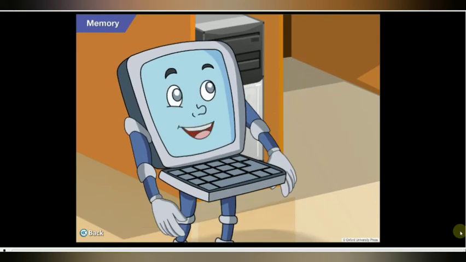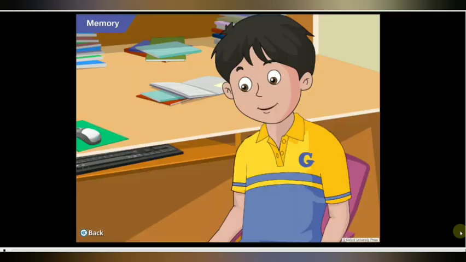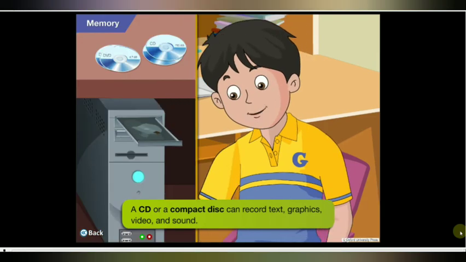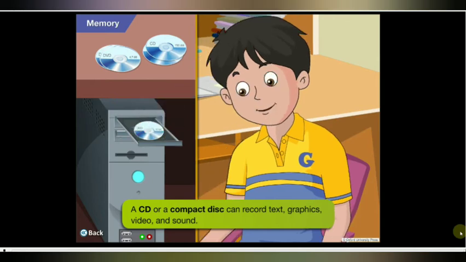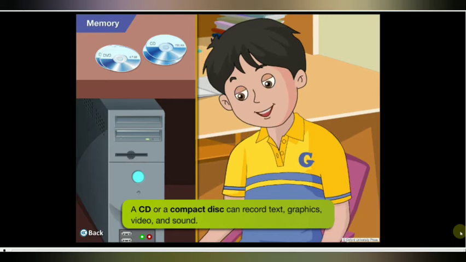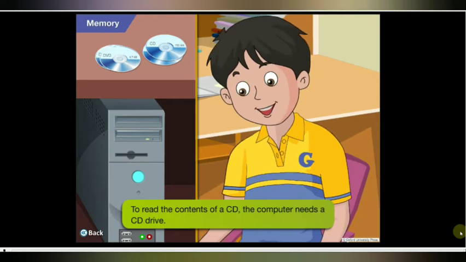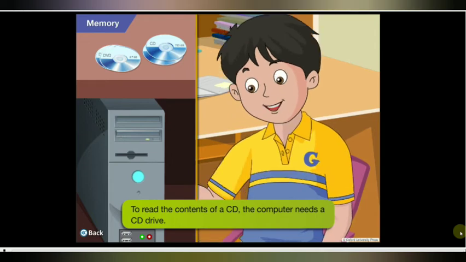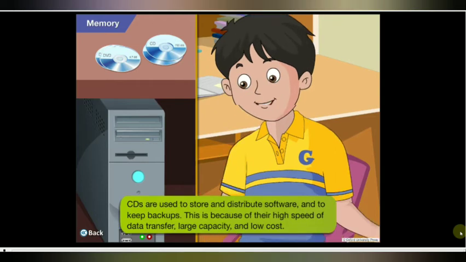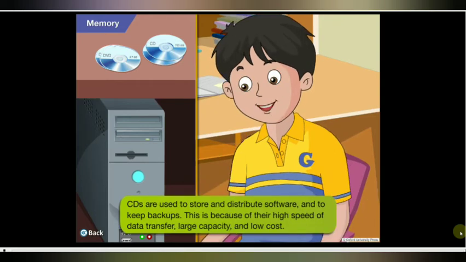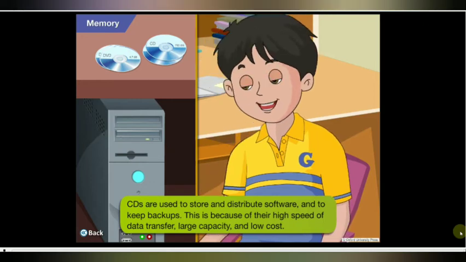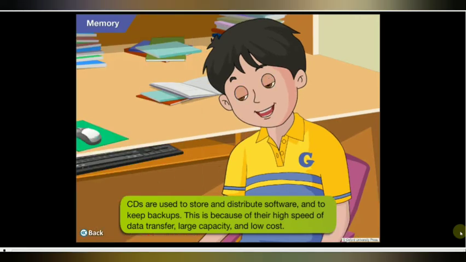You must be aware of a CD and a DVD, aren't you, Goggle? Yes, Toggle. My computer teacher has shown both these devices and even explained them. A CD or a compact disc can record text, graphics, video and sound. To read the contents of a CD, the computer needs a CD drive. A CD can hold up to 700 MB of data. CDs are used to store and distribute software and to keep backups. This is because of their high speed of data transfer, large capacity and low cost.